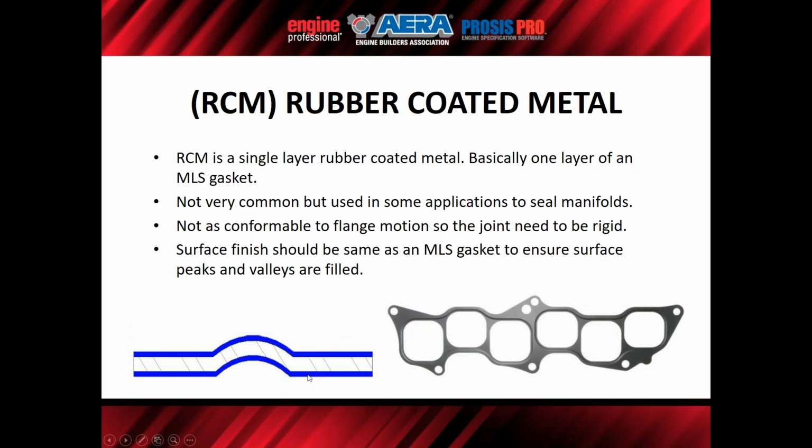Now here's the rubber coated metal, which is that single layer that we talked about. Basically, it's just one layer of an MLS gasket, if you want to think of it that way. Again, not very common. It's usually used in upper intake manifold gaskets, plenums. Not as conformable to flange motion because you don't have the multiple layers acting as a spring. The surface finish should be the same as an MLS gasket to ensure you fill the peaks and valleys. Sometimes you might get around a rougher surface finish if the coating is thicker.